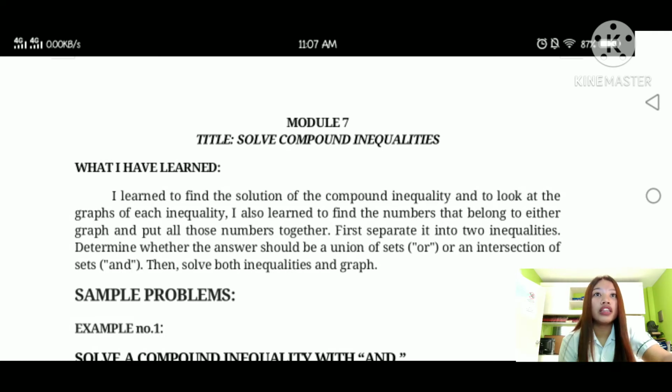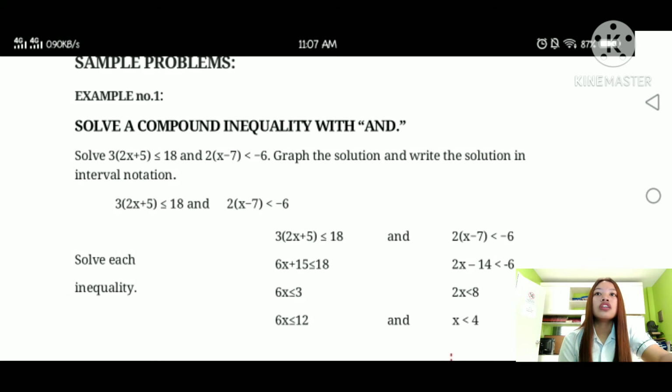First, separate it into two inequalities. Determine whether the answer should be a union of sets or an intersection of sets, and then solve both inequalities and graph. For example, solve the compound inequality with 'and'. Solve 3(2x + 5) is less than or equal to 18, and 2(x - 7) is less than negative 6. So you need to graph the solution and write the solution in interval notation.